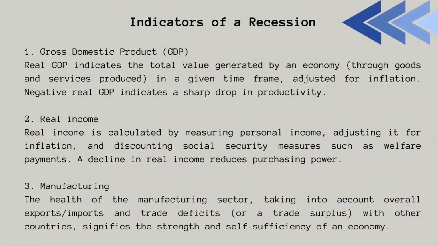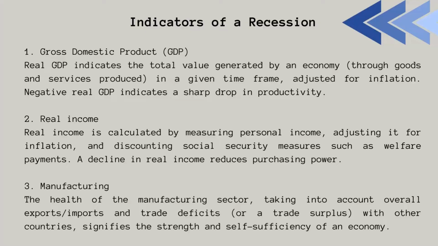Indicators of a recession. Number one, gross domestic product. Real GDP indicates the total value generated by an economy through goods and services produced in a given time frame, adjusted for inflation. Negative real GDP indicates a sharp drop in productivity. Number two, real income. Real income is calculated by measuring personal income, adjusting it for inflation, and discounting social security measures such as welfare payments. A decline in real income reduces purchasing power.